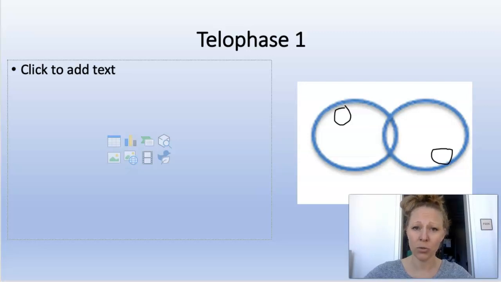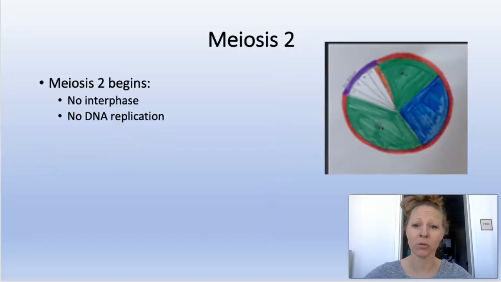Now we have two cells. We started with one cell that had 46 chromosomes, and now we have two cells that have 23 chromosomes. So let's put 23 in here. But we said that we're going to end up with 4 cells that have 23 chromosomes. So let's talk about doing this again. We're going to go through meiosis 2. So in meiosis 2, remember that usually at the end of mitosis, our one cell that divided into 2 cells would be going on into interphase and going through the cell cycle.